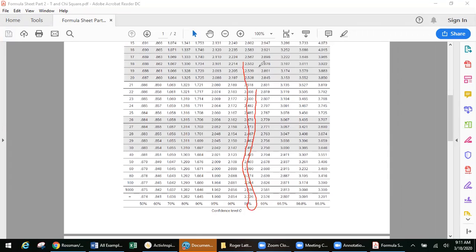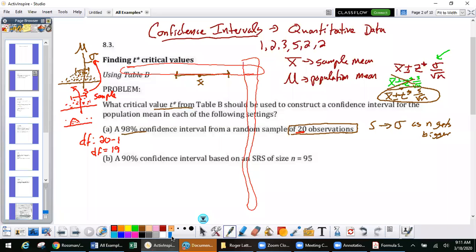Okay, so 98% confidence, 19 degrees of freedom, and we can see that my critical value is 2.539. So that's how far I would have to reach out to get 98% of the values, okay? So that's my T star value, all right? So T star is 2.539.